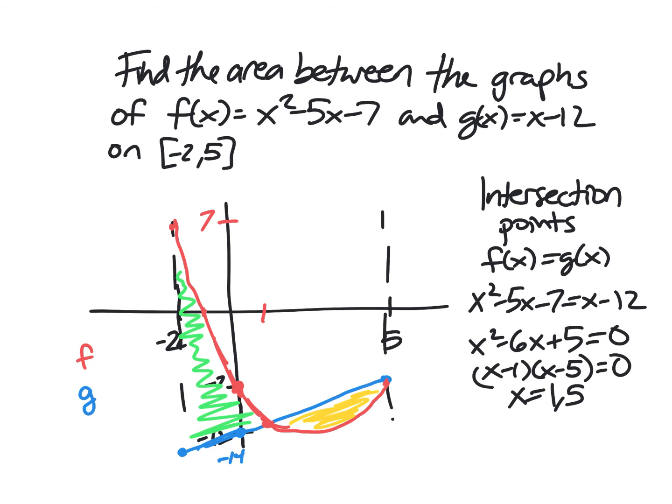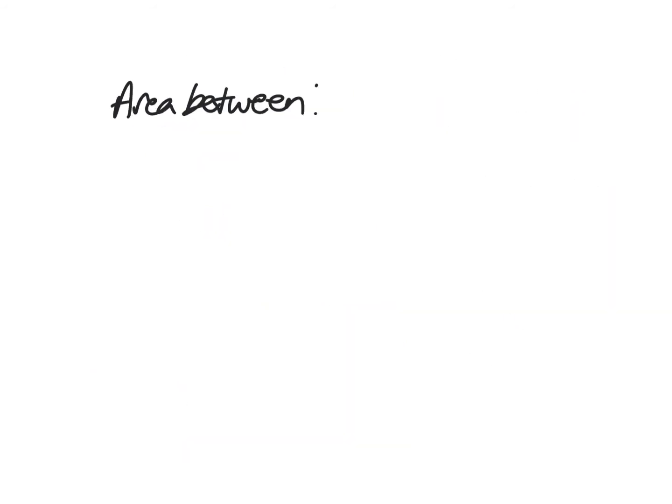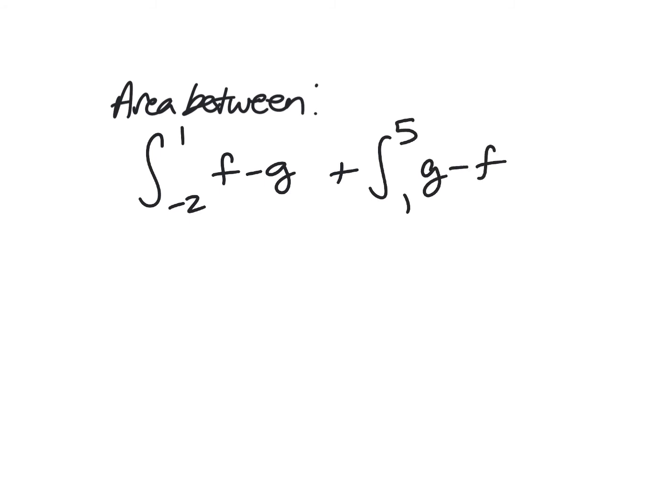And so what do you think we do? Well, we're going to just split our integral right here at 1. So our area between them is going to go from -2 to the intersection point of f minus g plus the integral from 1 to 5 of g minus f, because here f is on top and here g is on top. And then these are both polynomials. It's pretty easy to compute these integrals. I mostly just wanted to show how to set this one up and not necessarily take the time to compute it.